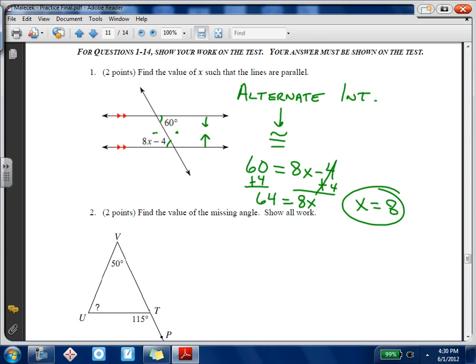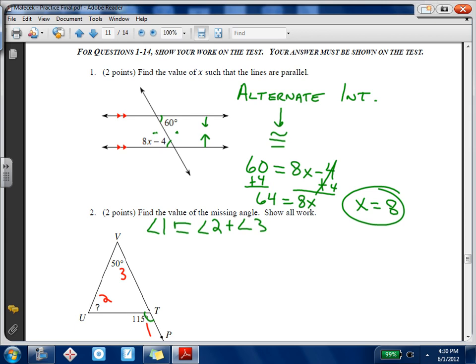Number 2, find the value of the missing angle, show all work. Notice that the 115 here is the exterior angle, not an interior angle. For any relationship like this, we need to remember that angle 1 equals angle 2 plus angle 3. The exterior angle is equal to the sum of the two non-adjacent interior angles. Non-adjacent means not next to.